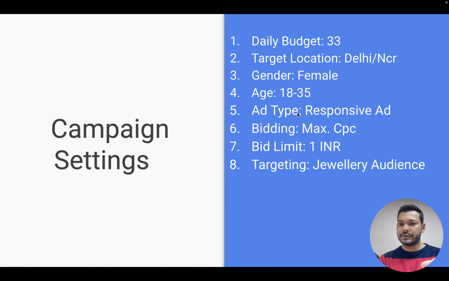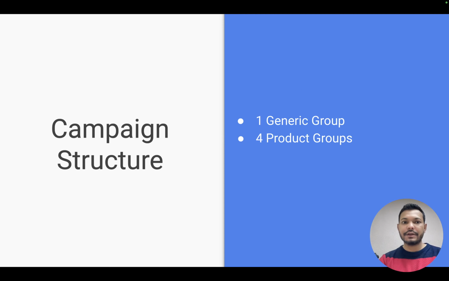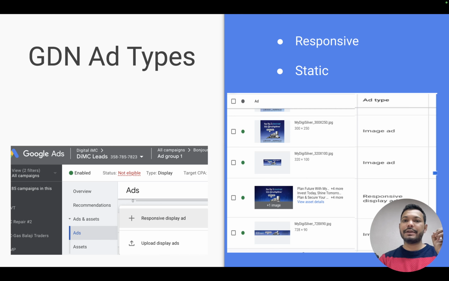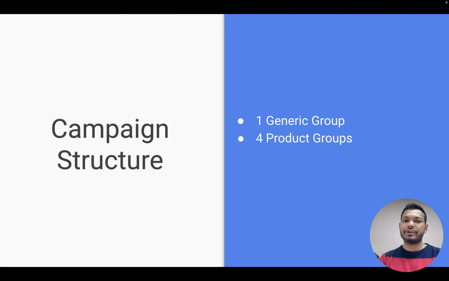Ad type is going to be responsive. Bidding that we are going to choose is going to be maximize CPC. Bid limit is going to be 1 INR, and targeting is going to be people who are interested in jewelry, which means jewelry audience. So here we have our campaign settings. This is going to be the structure. Now we can simply start our campaign creation part.